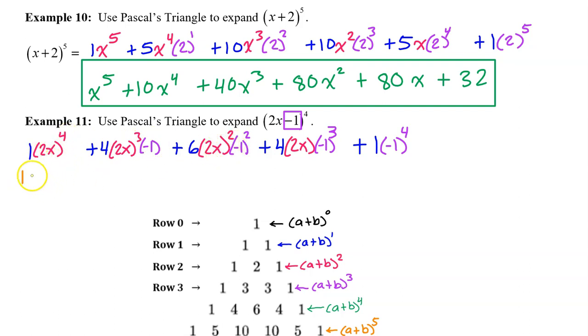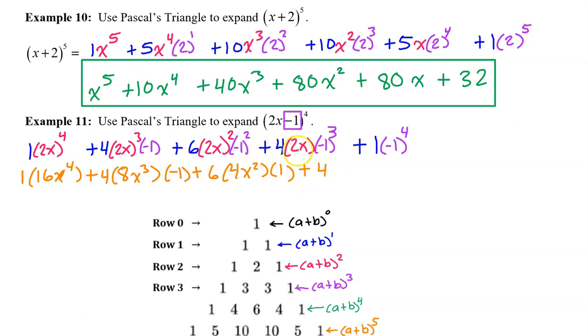So the 2x to the 4th power is going to become 16x to the 4th power. 2 to the 4th power is 16, obviously x to the 4th power is just x to the 4th power. Now I'm going to bring down that 4, but 2x to the 3rd power is 8x to the 3rd power. I'm bringing down that 6. If I square 2x, I get 4x squared. Now this negative 1 has an exponent as well. If you square a negative, it becomes positive. So I will have a positive 1 now.